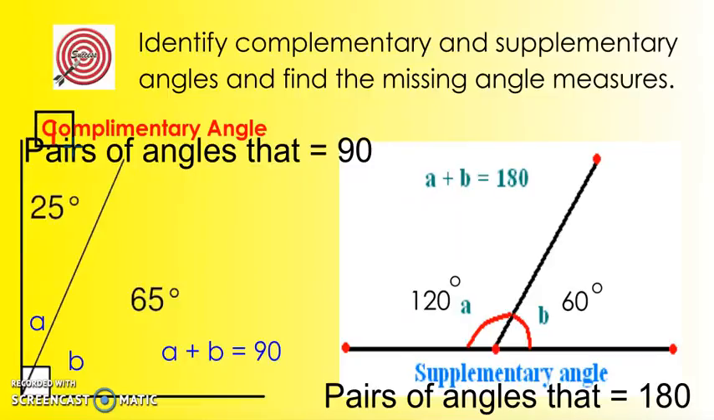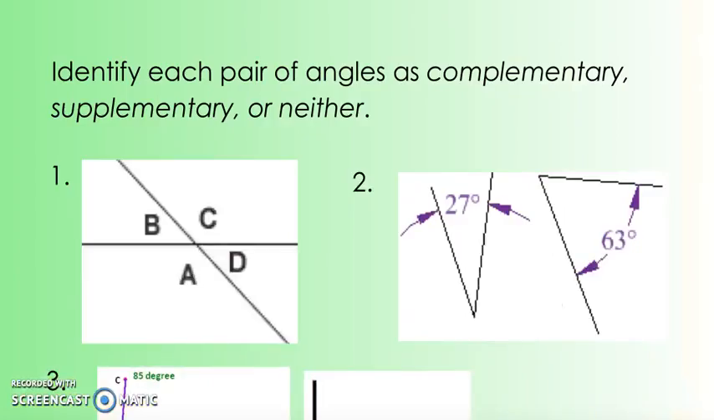You do need to memorize them and know which is which. So please try to keep those separate from each other. Okay, so complementary is 90 degrees, supplementary is 180 degrees.